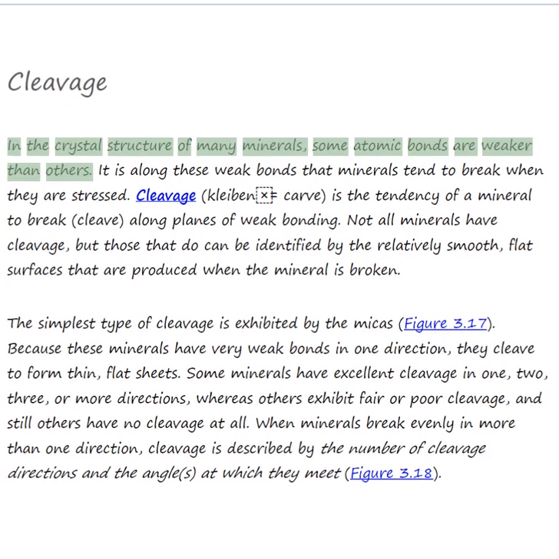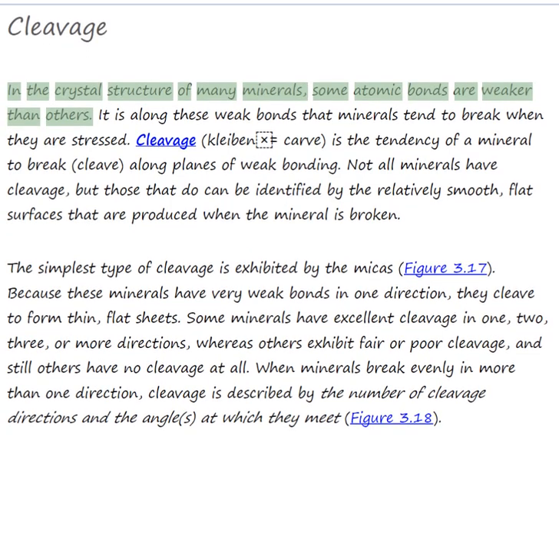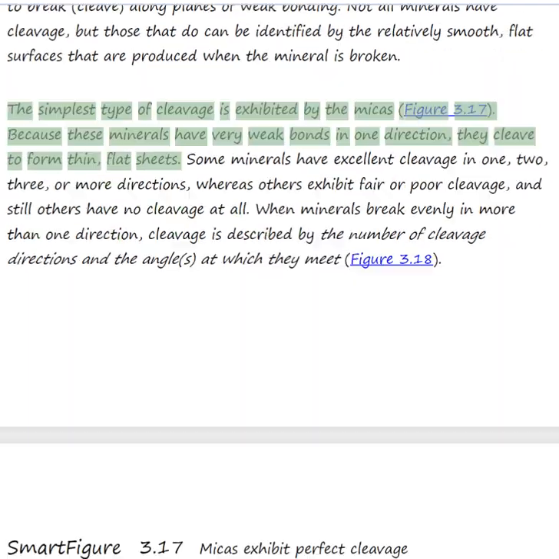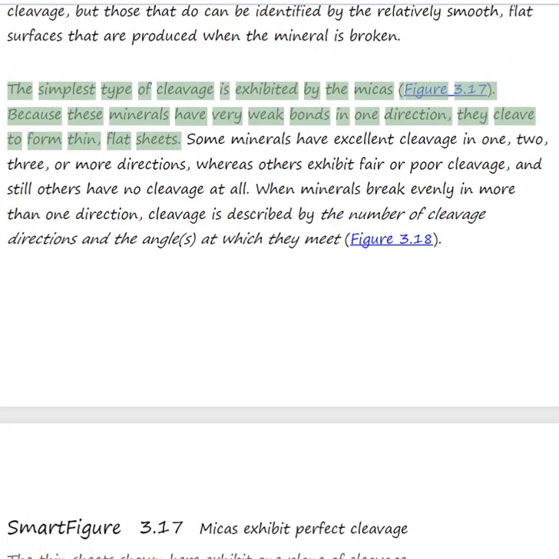Cleavage. In the crystal structure of many minerals, some atomic bonds are weaker than others. It is along these weak bonds that minerals tend to break when they are stressed. Cleavage is the tendency of a mineral to break along planes of weak bonding. Not all minerals have cleavage, but those that do can be identified by the relatively smooth, flat surfaces that are produced when the mineral is broken. The simplest type of cleavage is exhibited by the micas. Because these minerals have very weak bonds in one direction, they cleave to form thin, flat sheets.